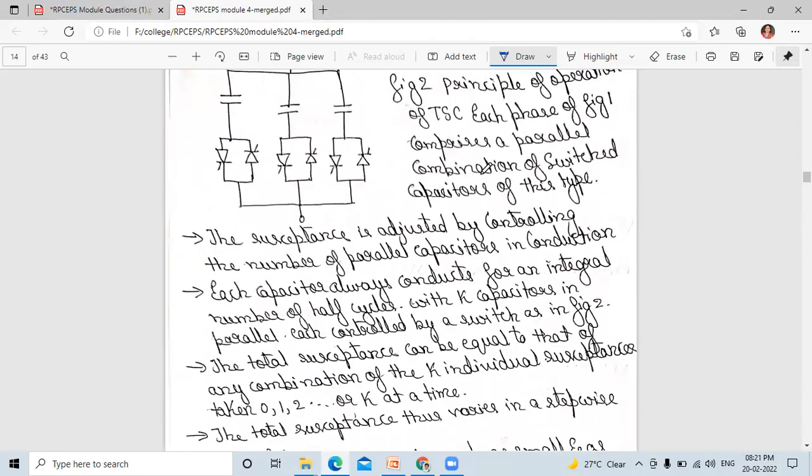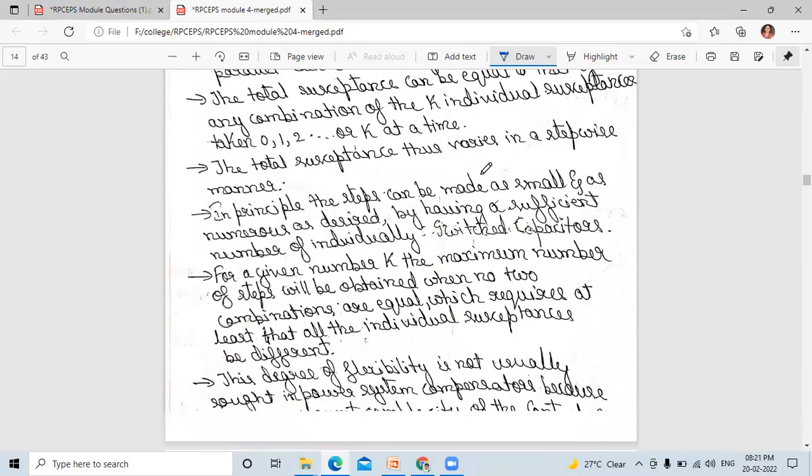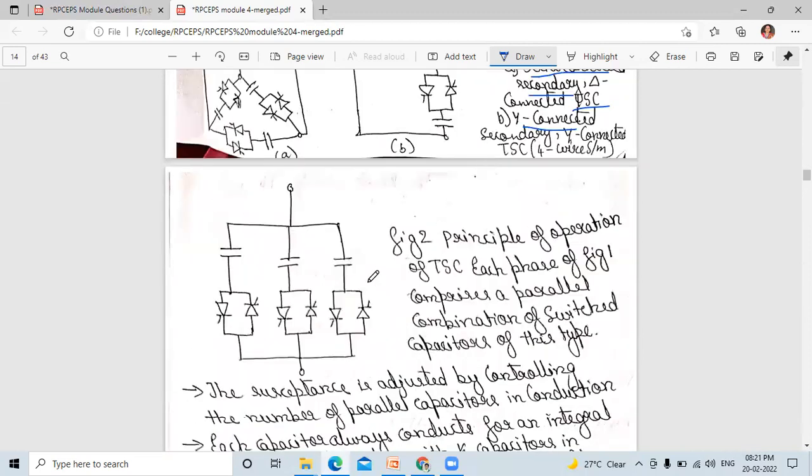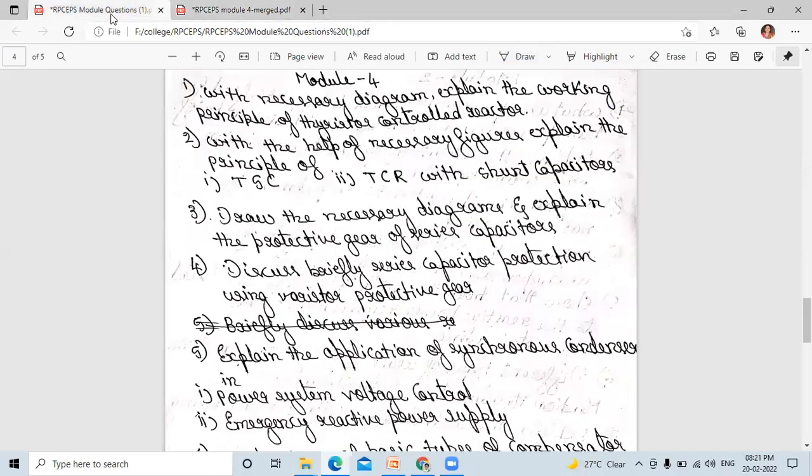So regarding this, you need to write the sentences and also you need to mention the principle of operation of TSC. Next, draw the necessary diagram and explain the protective gear of a series capacitor.